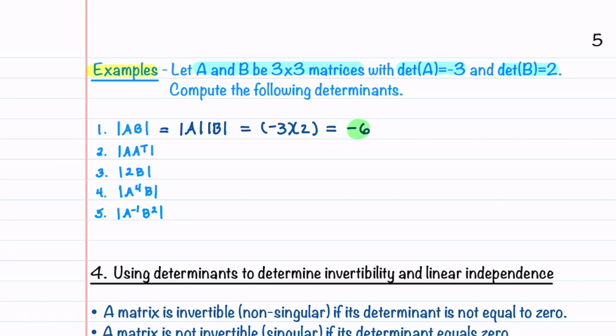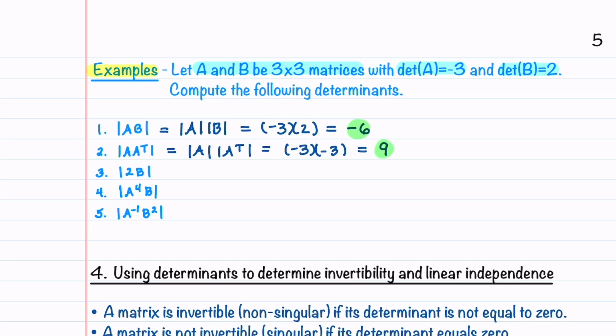Let's look at our second example. This also is a product, so we can separate it as the determinant of A times the determinant of A transpose, and that's equal to minus 3 times the determinant of A transpose. The determinant of A transpose is the same as the determinant of A, so that's another minus 3, and we get a final answer of 9.